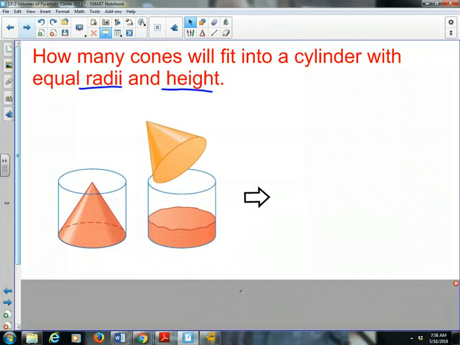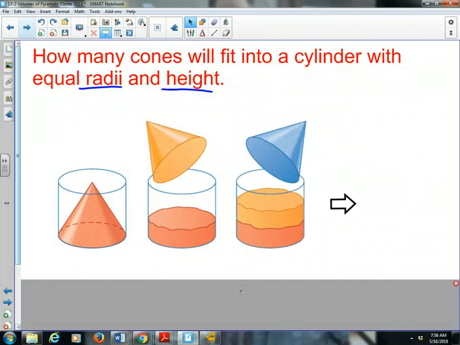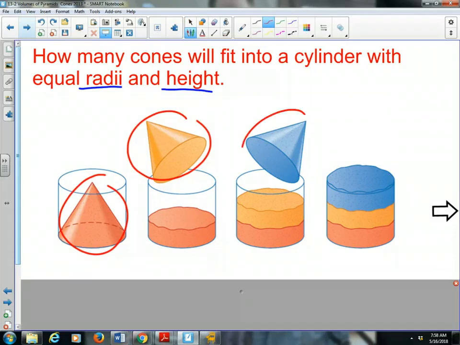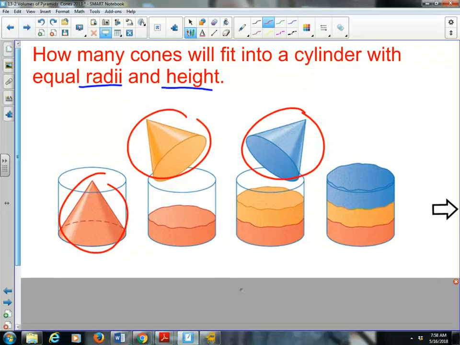Now I'm going to put this orangish cone inside the cylinder, and as it would flatten out, it would look like this. And now as I put this blue cone into the cylinder, it would level out and it would look like this. So again, there are 1, 2, 3 cones that fit into one cylinder. So a cylinder with an equal base and an equal height is 3 times bigger than a cone.